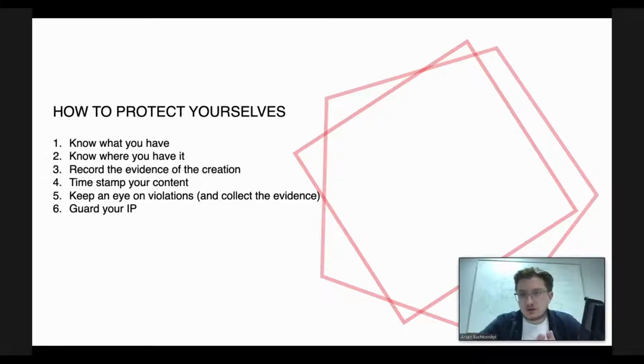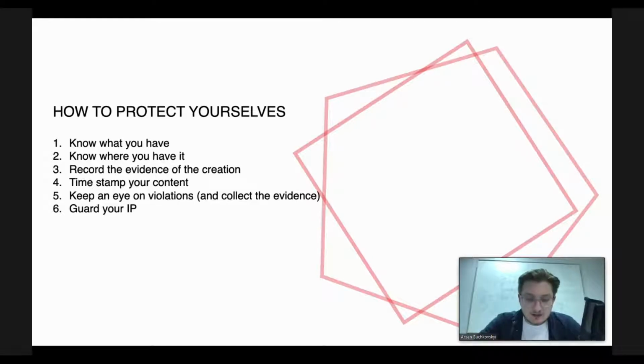You need to know what you have: what copyright objects, what things you control, what things you create, which ones are copyright protected, which ones not. So that's why we were talking about this for 20 minutes. You need to really know what copyright you have and what copyright things you can protect.